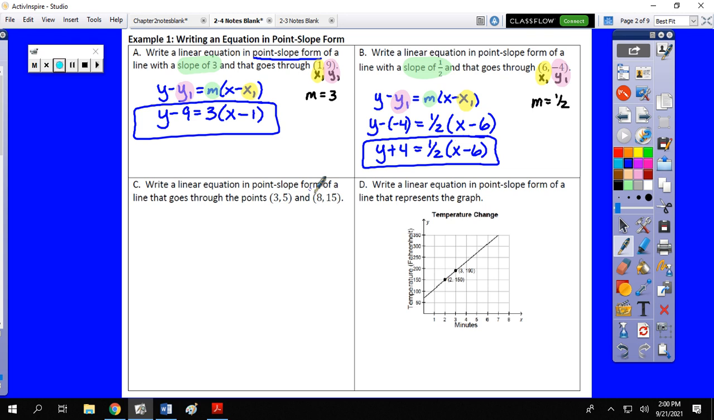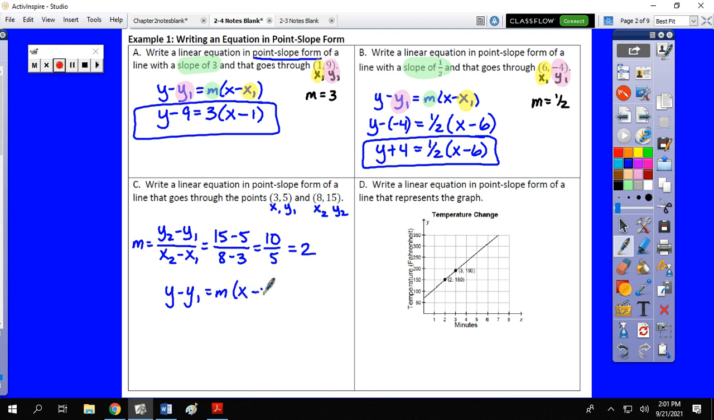Okay, on letter C, we are given 2 points instead of a point and a slope. And again, we are asked to write the equation in point-slope form. So the first thing we need to do is take our 2 points, x1, y1, and x2, y2, and find the slope. Remember that we've got the slope formula for that, y2 minus y1 over x2 minus x1. You could also turn these 2 points into a table, find the change in y over change in x. So that would be 15 minus 5 over 8 minus 3. That's 10 divided by 5, or a slope of 2.